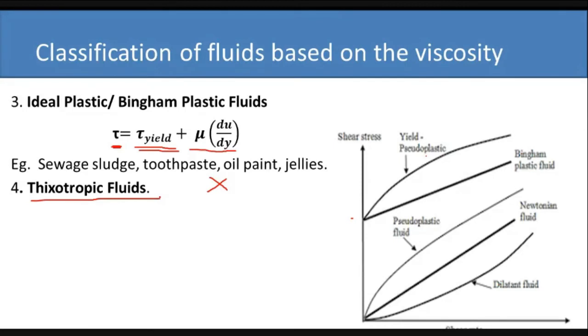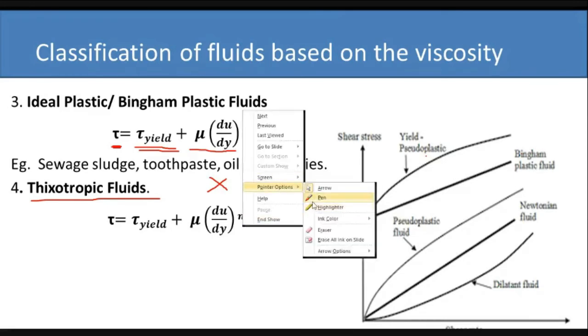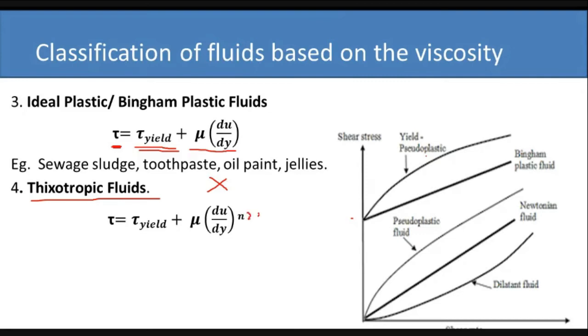Okay, so for this thixotropic fluid the mathematical relation is modified, so tau equals tau yield. Again, tau yield is the amount of stress required to be applied so that the fluid will start to flow. But after that, when it is flowing, it is not obeying Newton's law of viscosity. So tau equals tau yield plus mu du by dy to the power n. Okay, remember, in case of thixotropic fluid, n is always greater than 1. There is no fluid found whose n is less than 1. So all thixotropic fluids have n greater than 1.